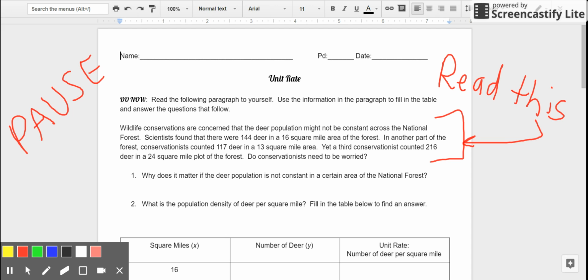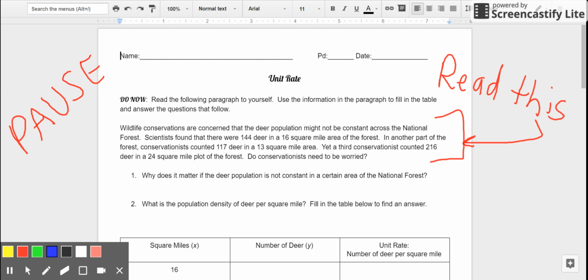Let's read this paragraph together. If you haven't already underlined, while I'm reading, go through and underline the important information. Wildlife conservationists are concerned that the deer population might not be constant across the national forest. Scientists found that there were 144 deer in a 16 square mile area of the forest.